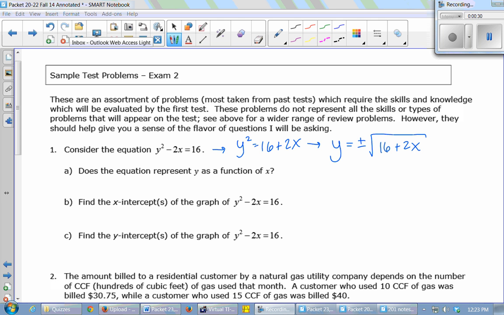So for each input x, any number that we put in here, we're going to get two different outputs, a positive one and a negative one. So this is a no, not a function, right? The definition of a function is that for each input, exactly one output.